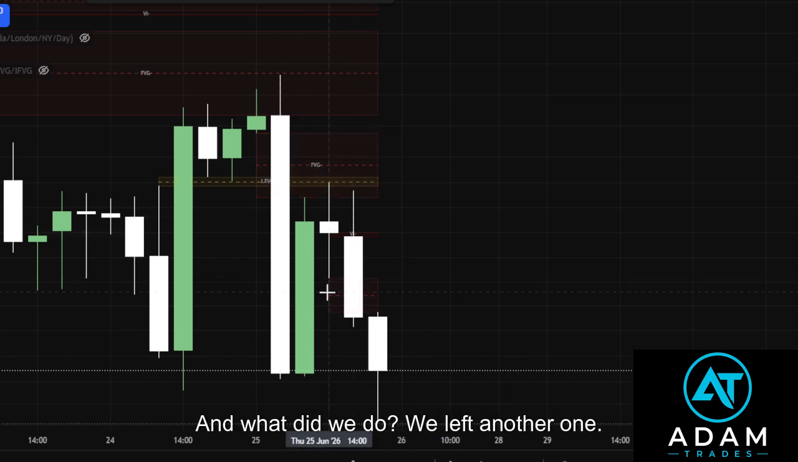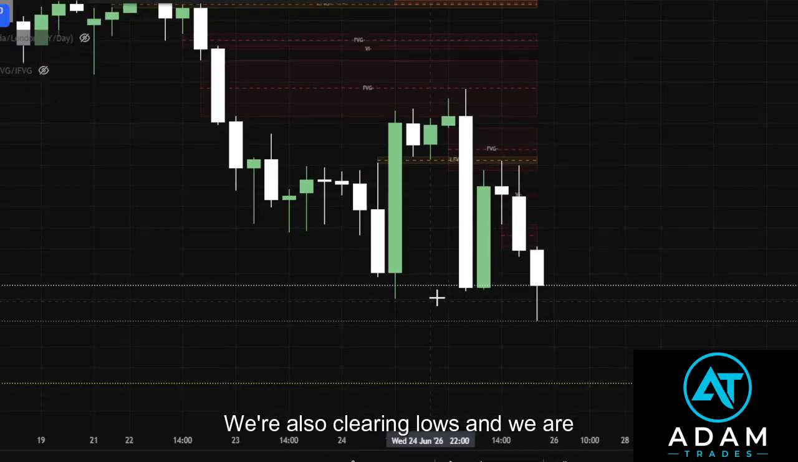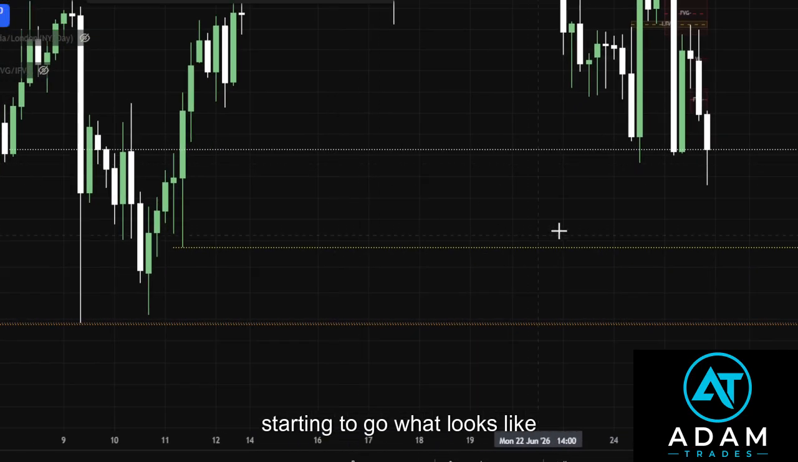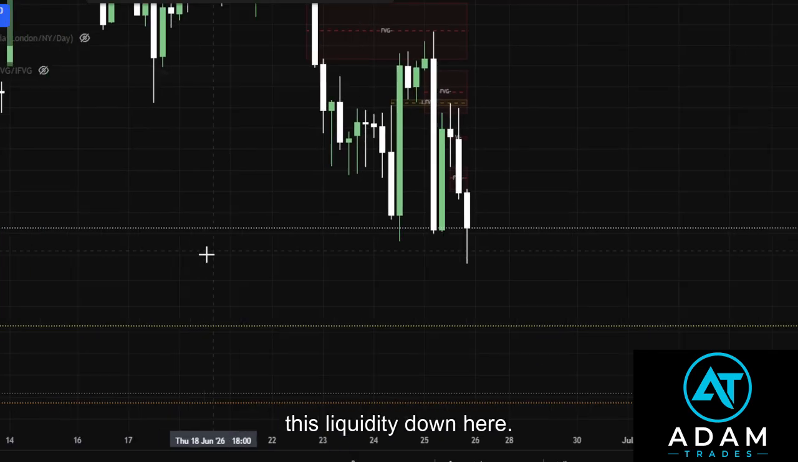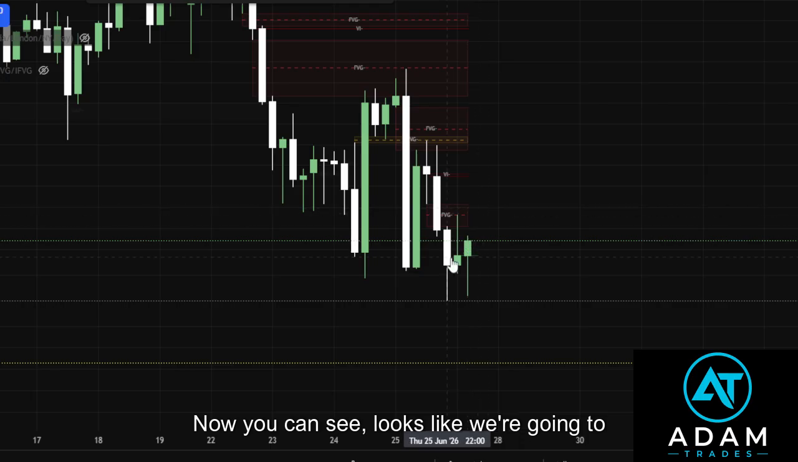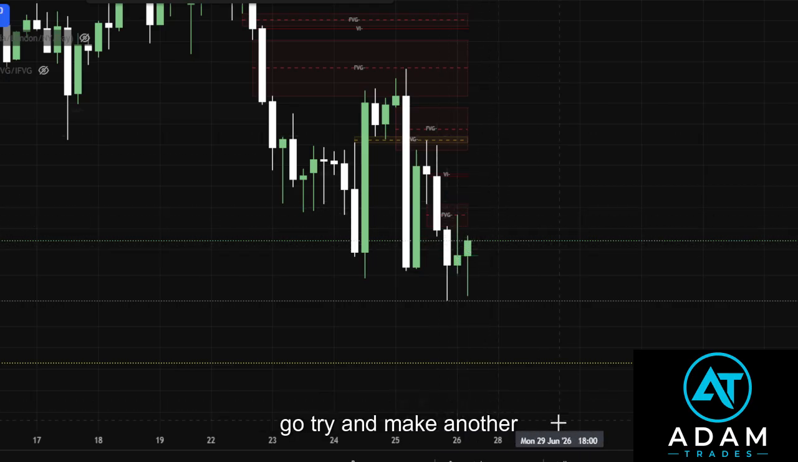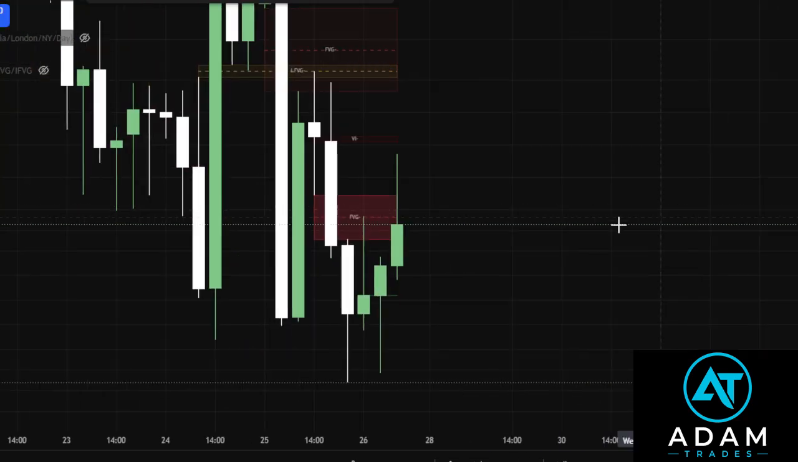And what did we do? We left another one. We're also clearing lows, and we are starting to seek this liquidity down here. Getting rejection. Now you can see, it looks like we're going to try and make another hit. All right, so the wick does a lot of damage there. Body staying below the 50 currently.